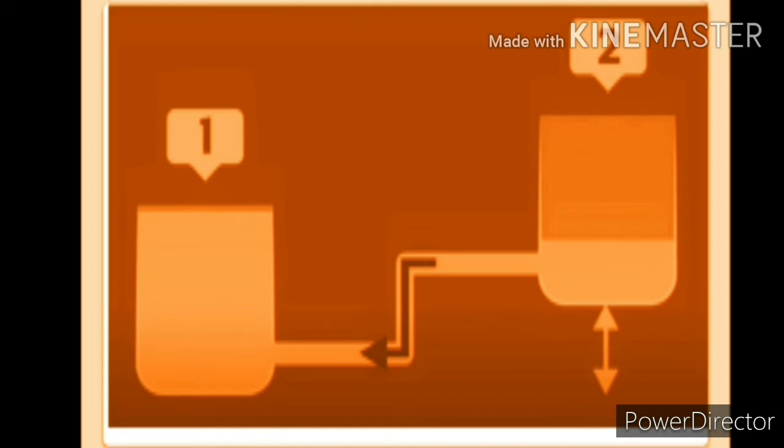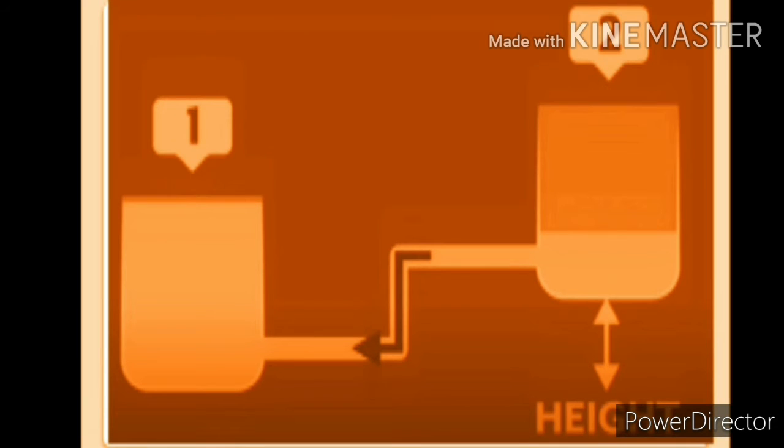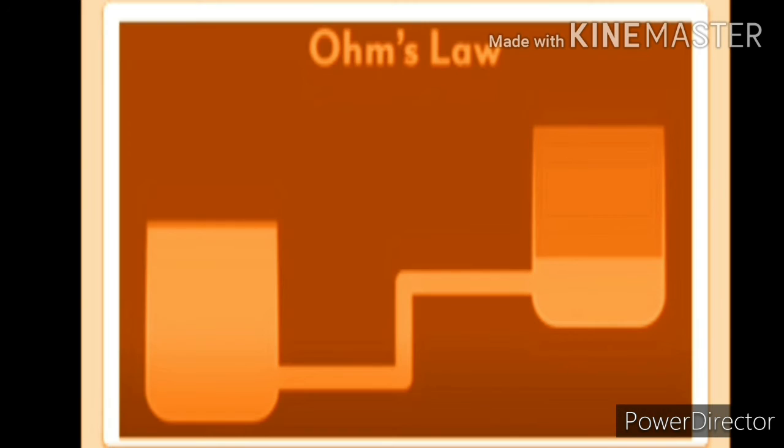The level of tank 1 is lower, the level of tank 2 is higher, isn't it? So the water flows from higher to lower. Is it clear? In this way the water flow comes from higher to lower. So here the water flow is directly proportional to the height. If the height increases, the water flow also increases.